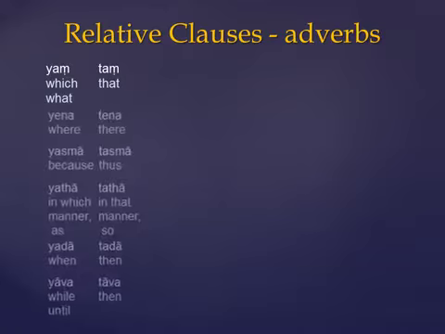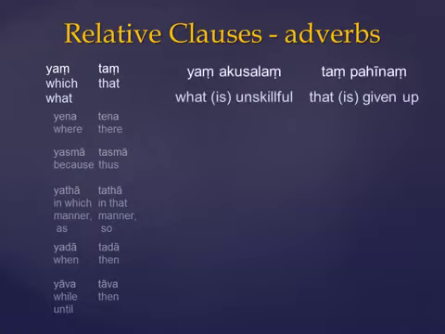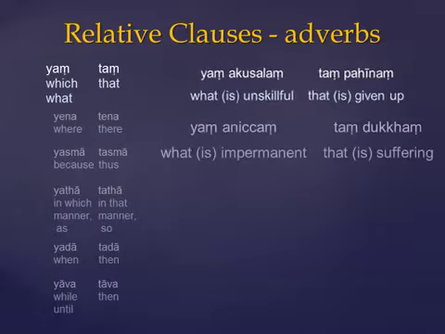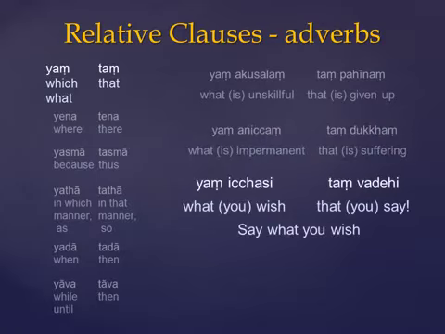Yaṃ and taṃ are possibly the most commonly used adverbs and have a wide range of meanings. But in relative clauses, they generally take the meanings of what and that. For instance, yaṃ akusalaṃ, taṃ pahīnaṃ. What is unskillful, that is given up. Yaṃ aniccaṃ, taṃ dukkhaṃ. What is impermanent, that is suffering. Yaṃ icchasi, taṃ vadehi. What you wish, that you say.